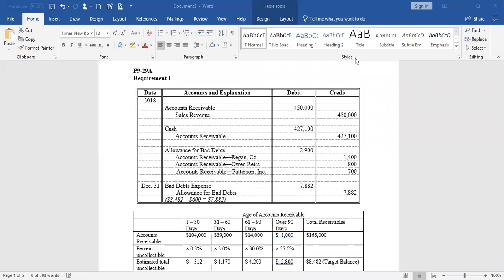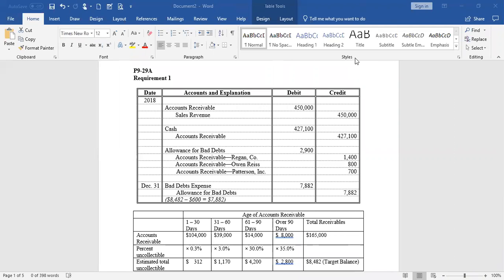We do the same thing with the 31 to 60 day old. We say, okay, 39,000 is the total amount in that column. 3% of that we don't expect to collect, or... I'm sorry, 3% or $1,170. I don't know where I got 13,000. The next column, 61 to 90, 14,000. 30% of those. So you see how that percentage gets higher, $4,200. And then of the 8,000, 35% are not expected to be collected, or $2,800.